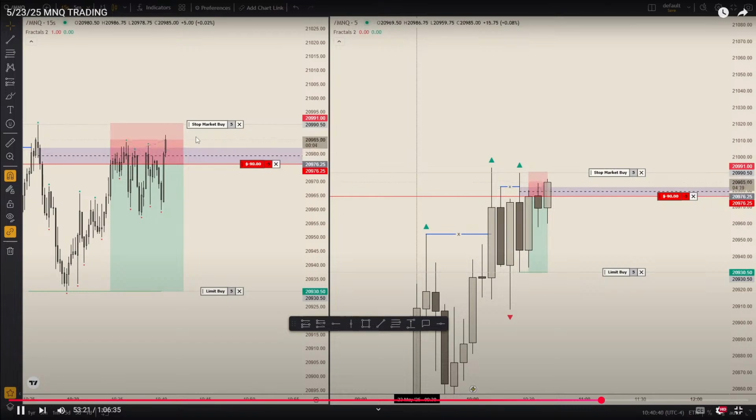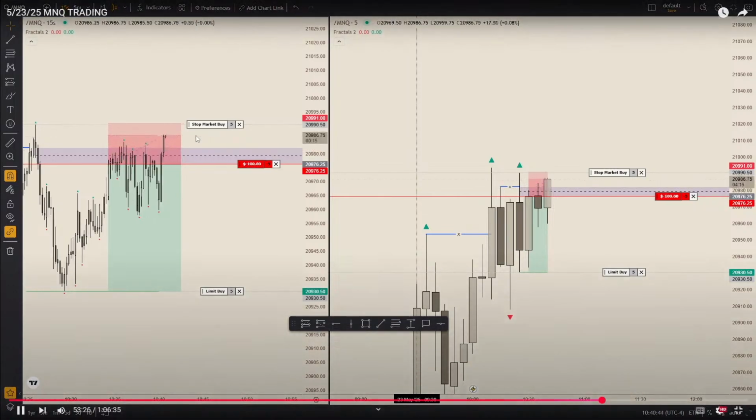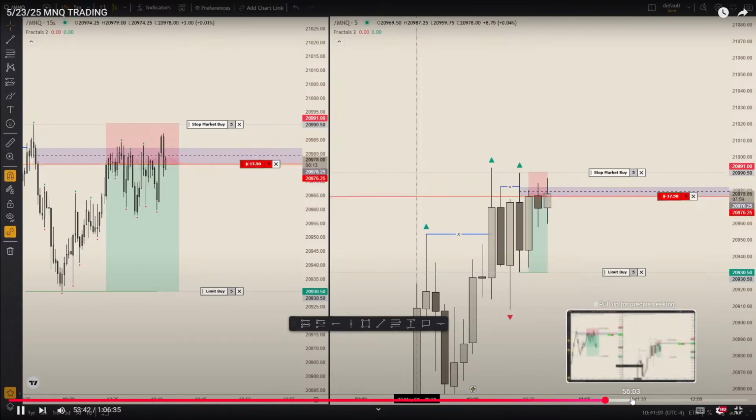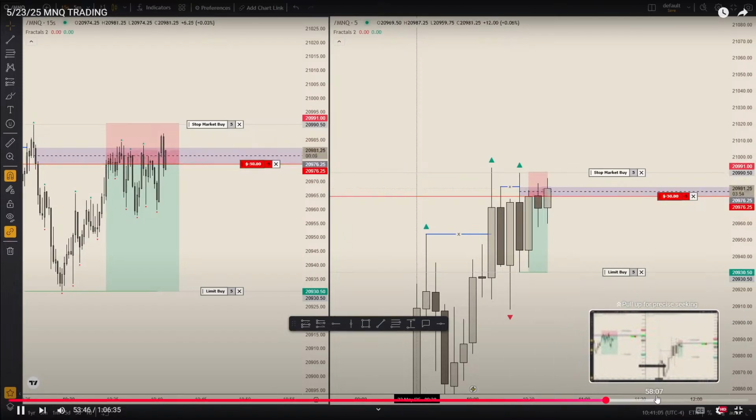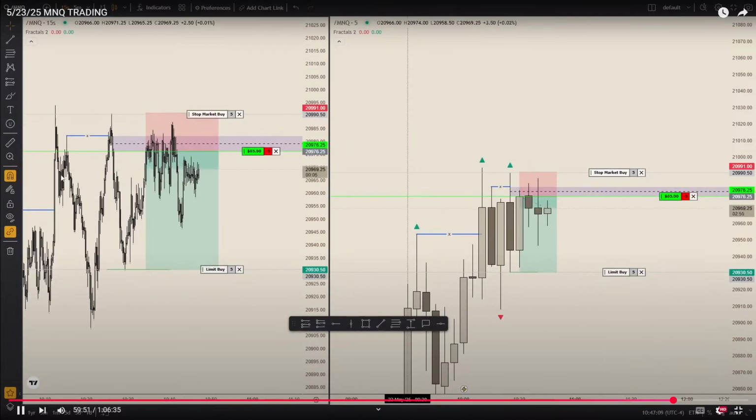So price should not want to take this high again because it already has. You can see here, I was like, okay, that's it. It's about to stop me out, but it doesn't. It comes right back down. And we proceed to do this over and over again. If I fast forward a little bit, you can see we are just in pure chop.